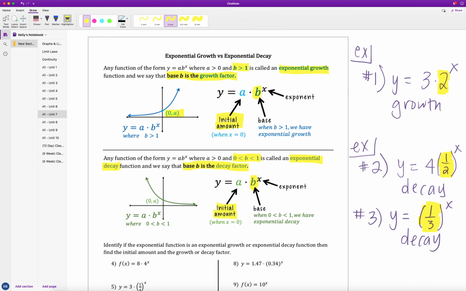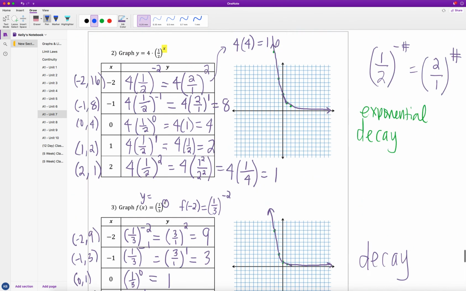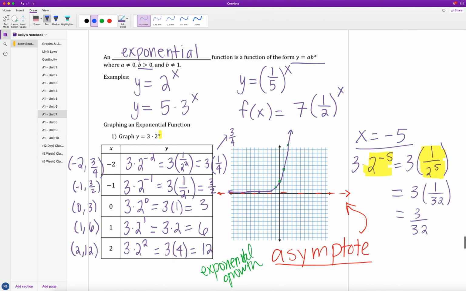Likewise, a is still our initial amount, which happened to also be our y-intercept for any decay function. So you can go back up to the prior examples and we can see that in example 1, that our a here was 3 and I got a y-intercept which was (0, 3) in example 1. And if we scroll back up and we check it, that did happen. (0, 3) was our y-intercept here.